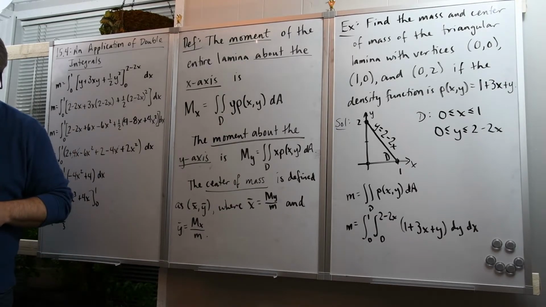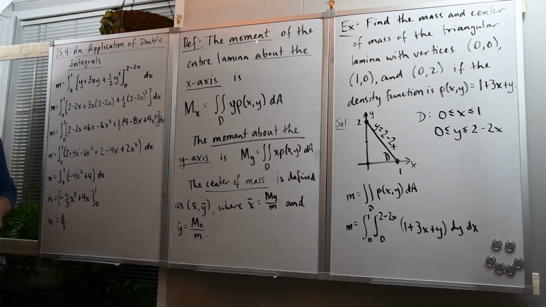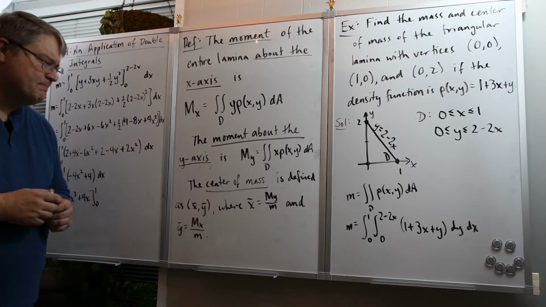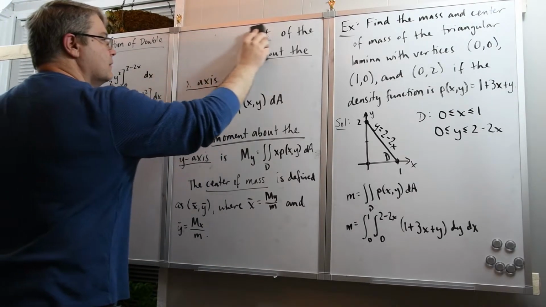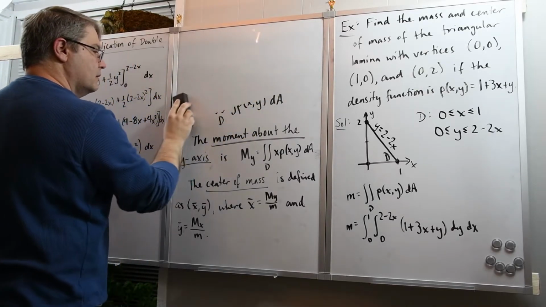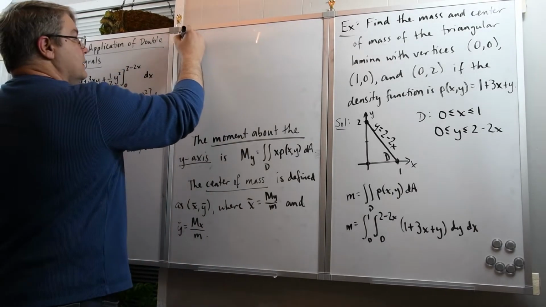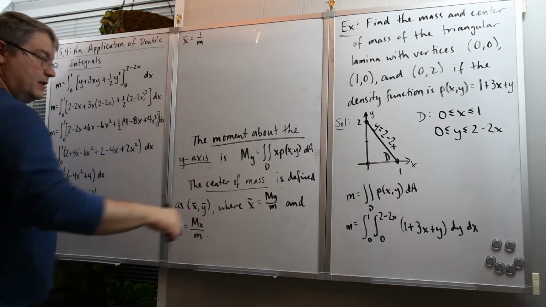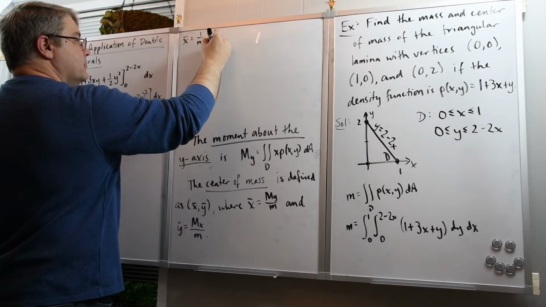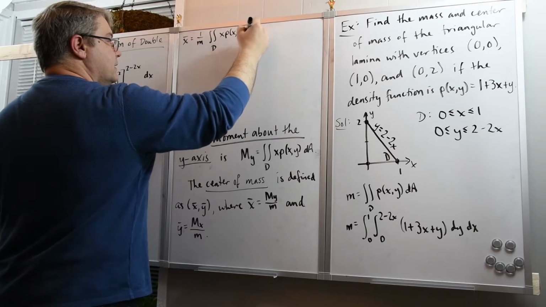Now, keep in mind that the x bar is the capital M sub y divided by m. And so one thing we could do here is we could say, let's just go ahead and take a look at x bar. So x bar would be the same thing as 1 over m times capital M sub y, which will be the double integral over d of x times rho of xy dA.